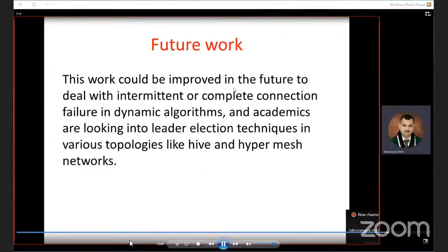For future work, this work could be improved to deal with intermittent or complete connection failure in dynamic algorithms, and academics are looking into leader election techniques in various topologies like hive and hypermesh networks. This is our paper, and this is our work. Thank you for listening.